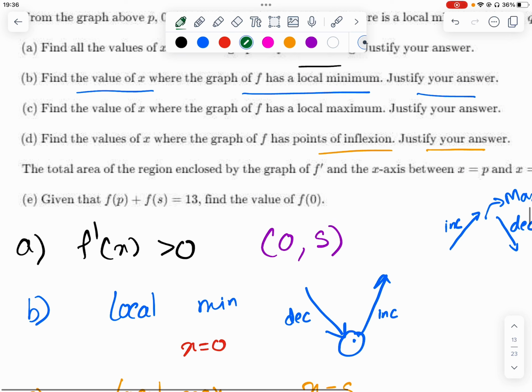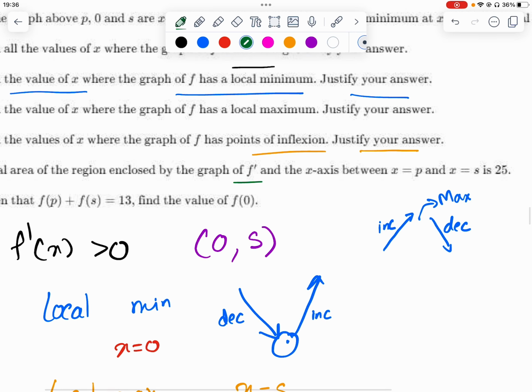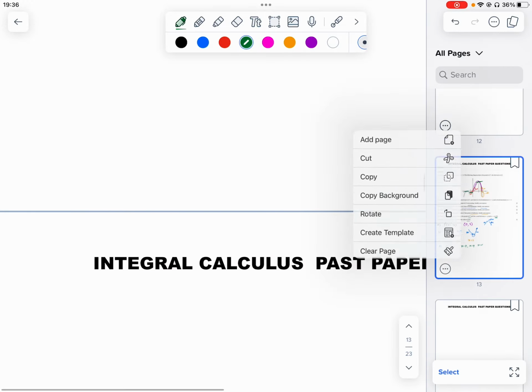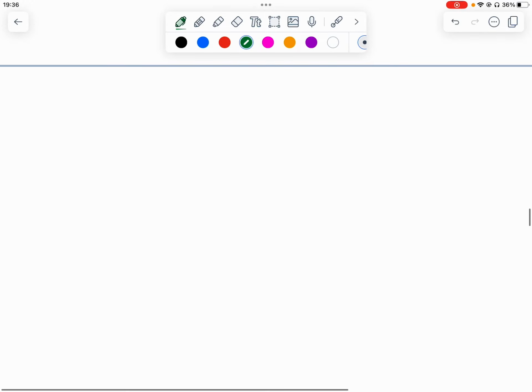Then part E, the total area of the region bounded by the graph f prime and the x-axis, between x equals to P and x equals to S, is 25. F of P plus F of S is 13. Find F of 0. So, total area. Let me do it on a fresh page.